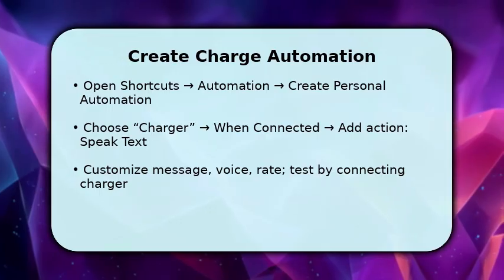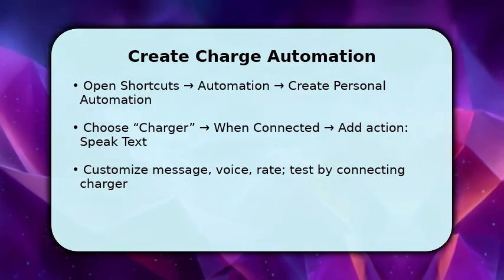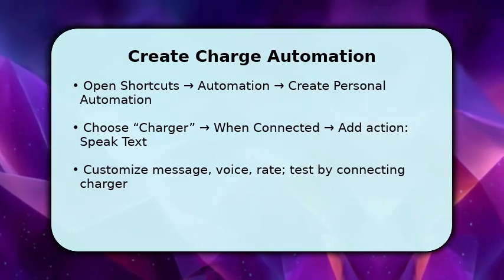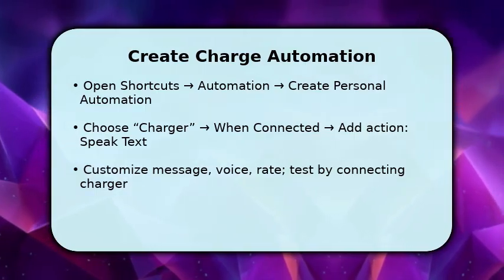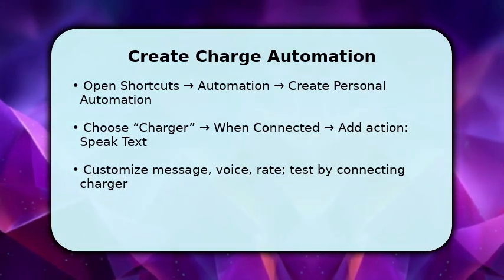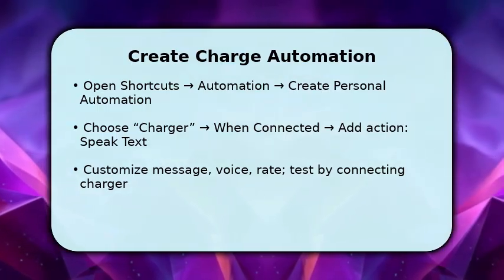Add the Speak text action, type the exact phrase you want your iPhone to say, and tap Show More to pick the voice and speaking rate. Lower rates are clearer. Once configured, disable Ask before running so it speaks automatically. Test it immediately by plugging in the charger to confirm audio playback and timing.